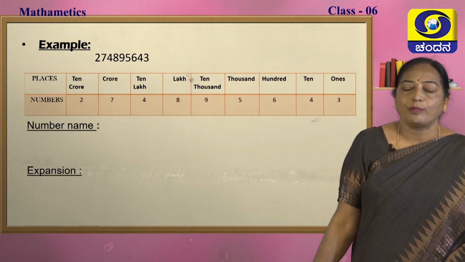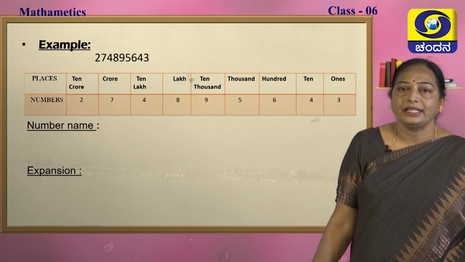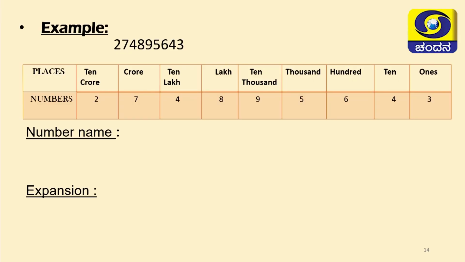Let us take one example. Which number is given? 274895643. Insert the numbers in respective places. 3 is at 1's place, 4 is at 10's place, 6 is at 100's place, 5 is at 1000's place, 9 is at 10,000 place, 8 is at lakhs place, and so on. 2 is at 10 crore place. Now it is easy to read.